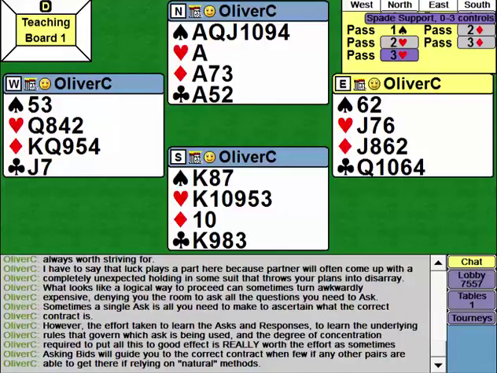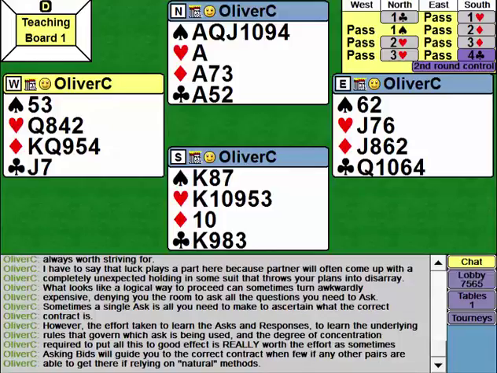We know that partner's got three controls because of the three diamond response. What we don't know is where those controls are. We know that it must be three kings, but we don't know which one they're missing. So three hearts is hopefully going to pinpoint one or all three of them. Three hearts is asking about heart controls. South is going to show second round control of hearts, and that will be a three-step response. So that will be four clubs, showing second round control of hearts. So now we know that they've got the King of Hearts because it can't be anything else.